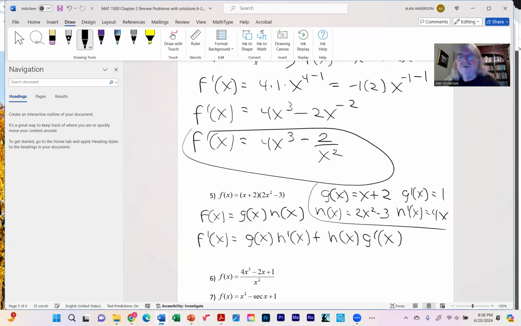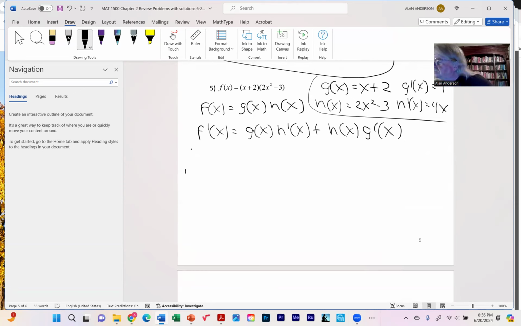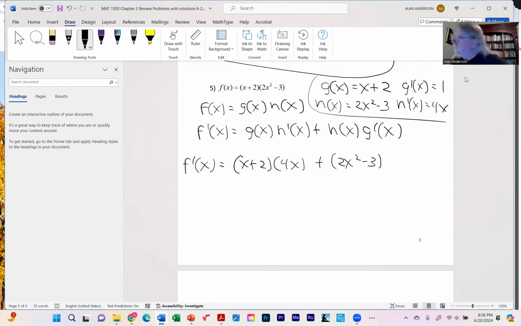And now we just do some substitution. So as long as we're careful, we should be fine. Now that's, of course, always true. There's never going to come a time when you should be careless. All right, so it's g of x, x plus 2, h prime of x, 4x, plus h of x, which is 2x squared minus 3, times g prime of x, which is 1.